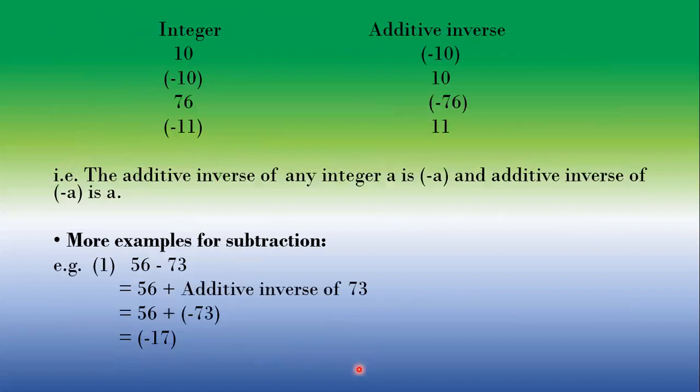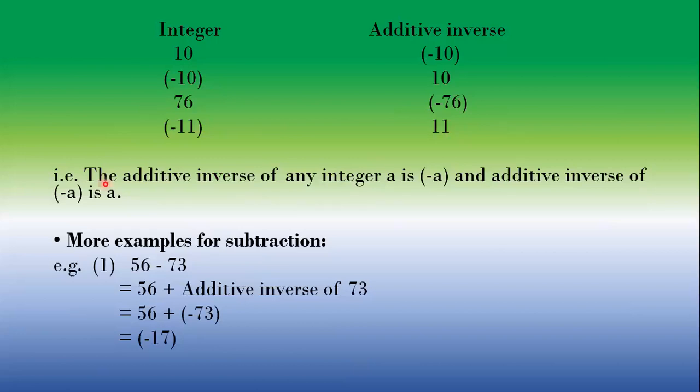Now I am going to show the additive inverse of some integers. First take 10. The additive inverse of 10 is minus 10. See, the number will not be changing, only the sign will change. The additive inverse of minus 10 is 10. The additive inverse of 76 is minus 76, and of minus 11 is 11.